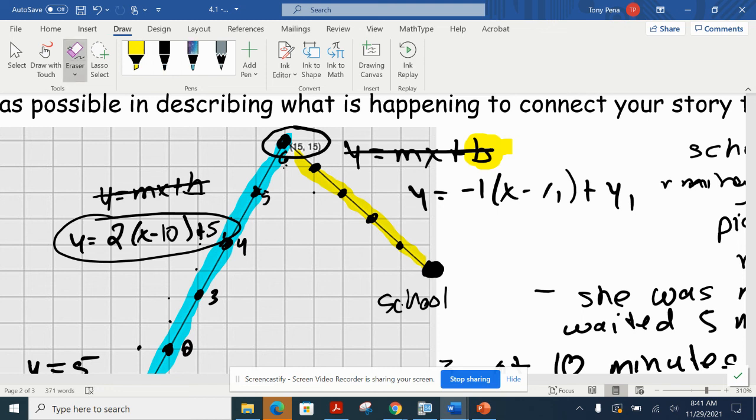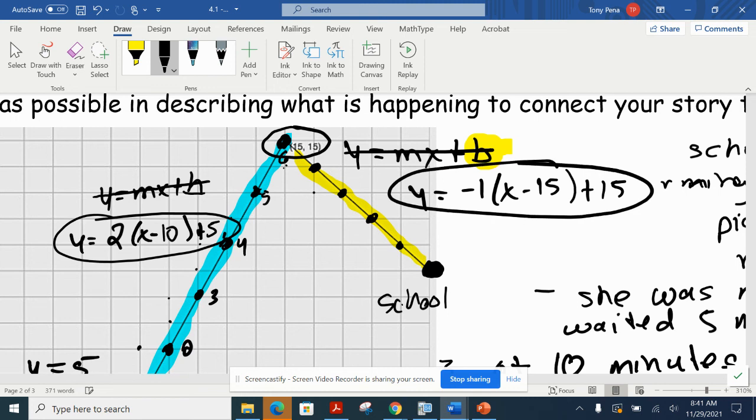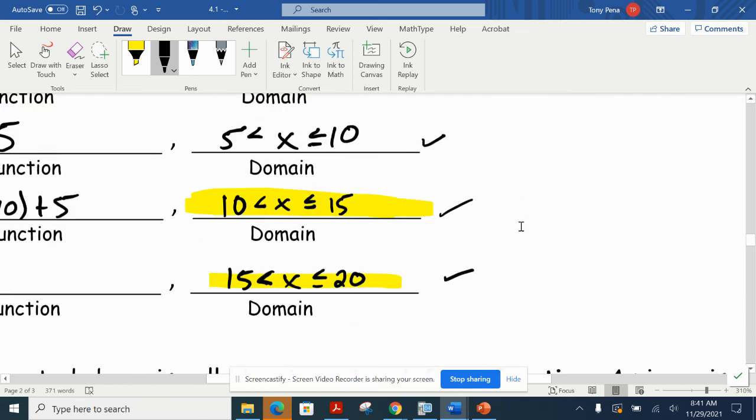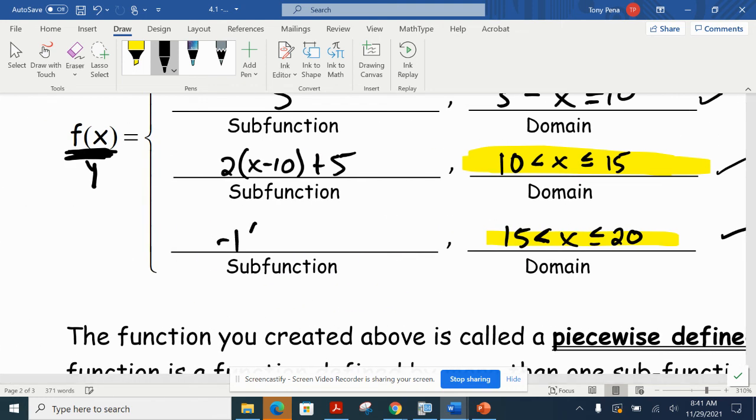So then the x coordinate of that point is 15. The y coordinate of that is 15. Then this is the equation of that fourth subfunction. So we then go -1, x minus 15, and then plus our 15. That's what we're going to put right here. So the -1, and then x minus 15, and then plus our 15. That's that fourth line. Okay.